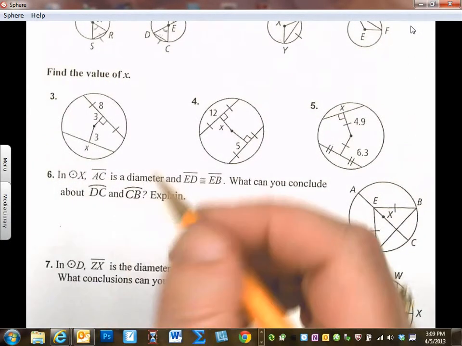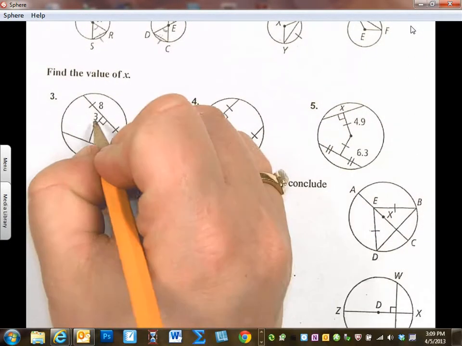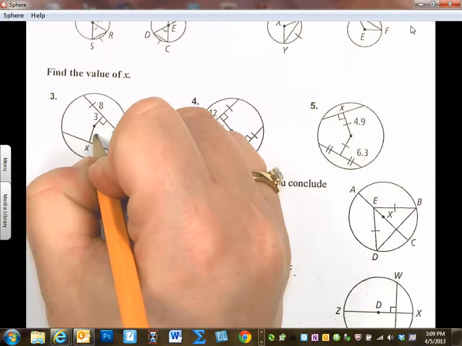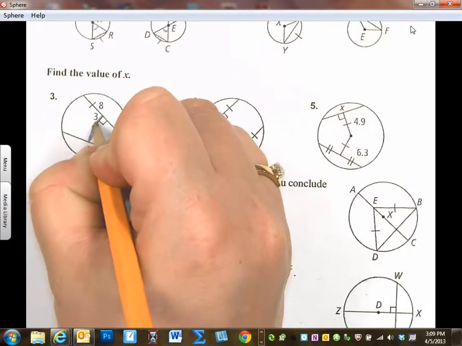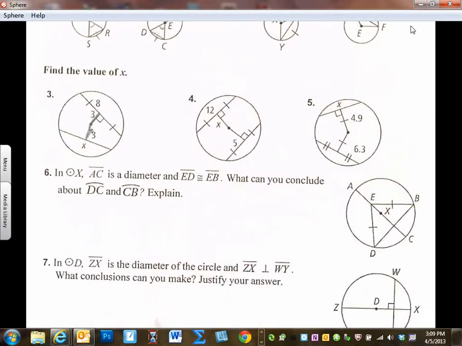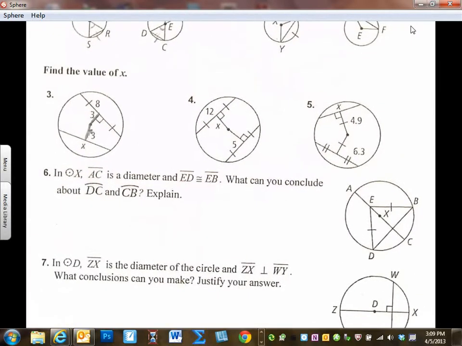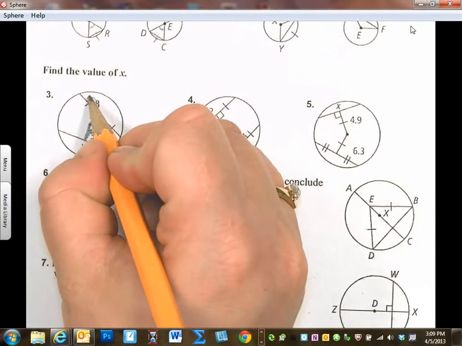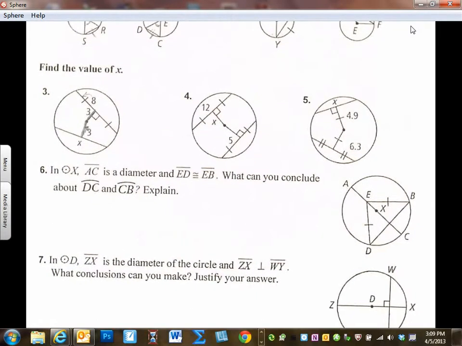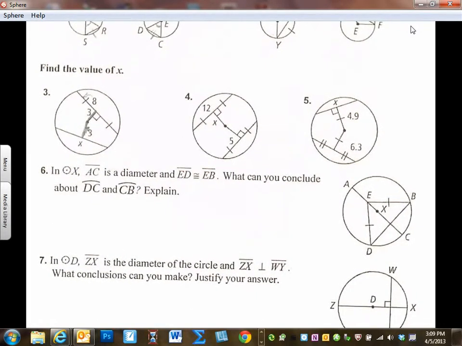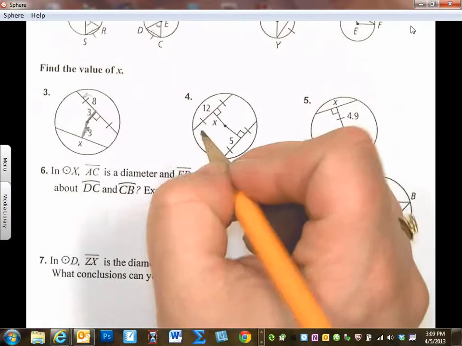But I want to do something here. I want to make sure you realize that these 3's are talking about this piece right here. This piece is 3 and this piece is 3. Okay? X is not attached to that and 3 is not the length of that chord. 8 is talking about this side. I just want to make sure you get that, because I think if you don't, it gets a little bit confusing. Let me show you here.